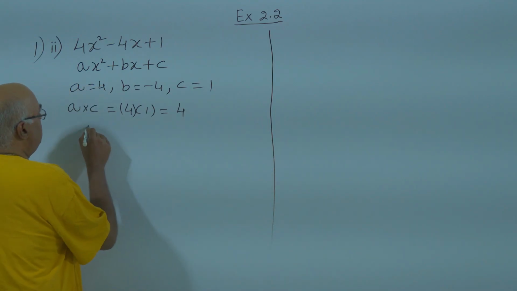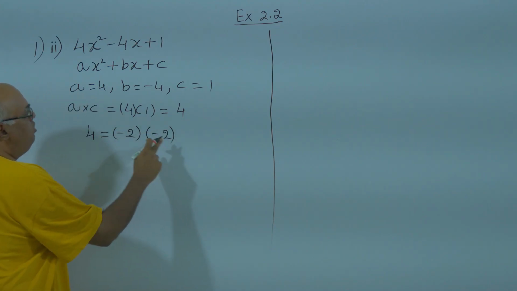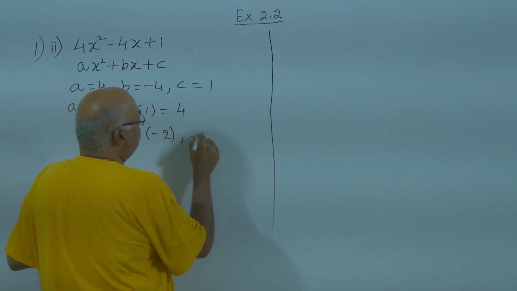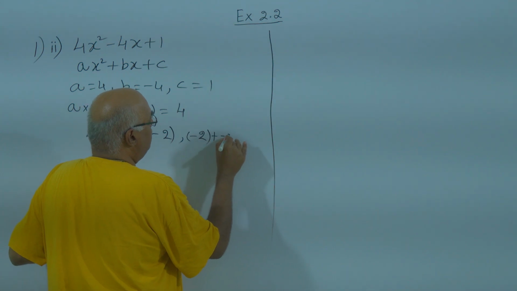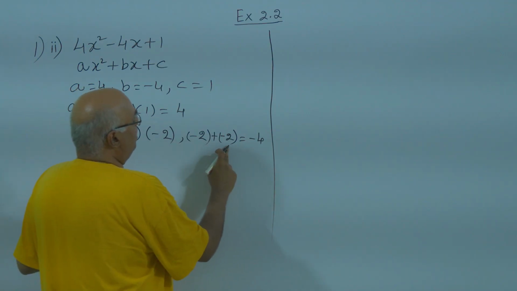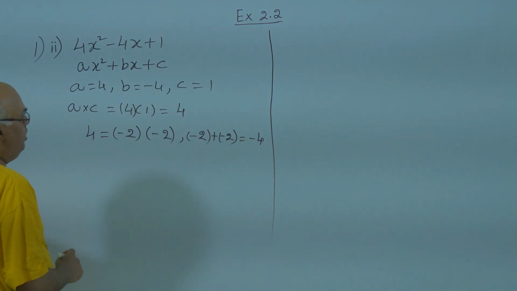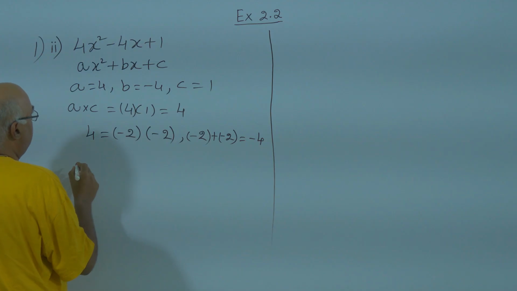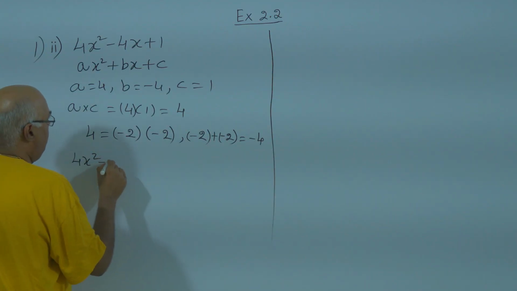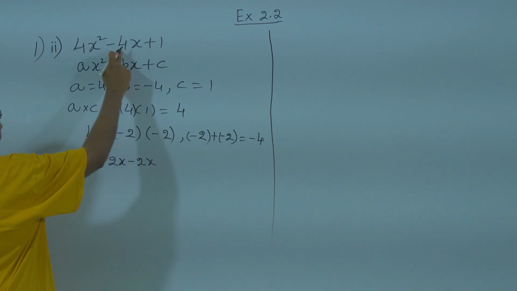So I will write 4 as minus 2 into minus 2. Minus 2 into minus 2 is equal to plus 4. And if I add minus 2 and minus 2, this is equal to minus 4. So when I add minus 2 with minus 2, I get minus 4, which is nothing but the value of b. So I will write the given quadratic polynomial as 4x square, and this minus 4x I will write as minus 2x minus 2x.